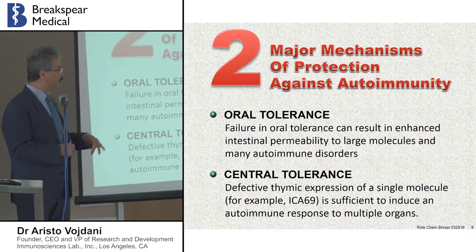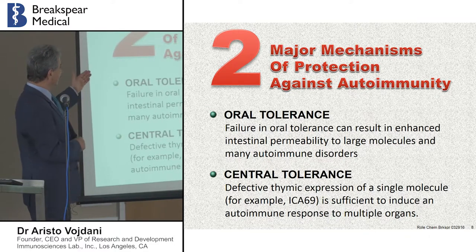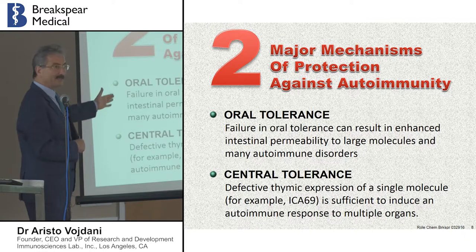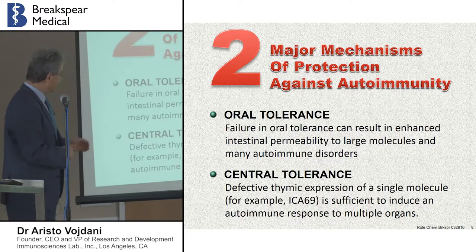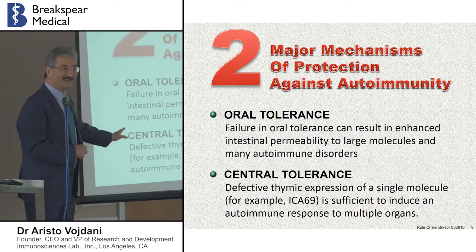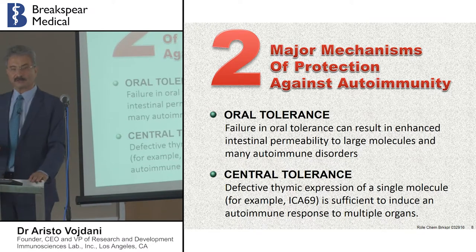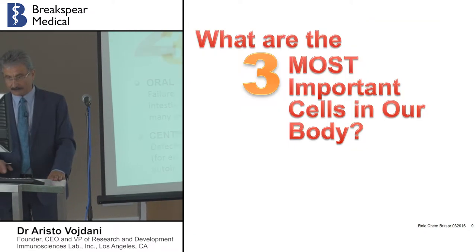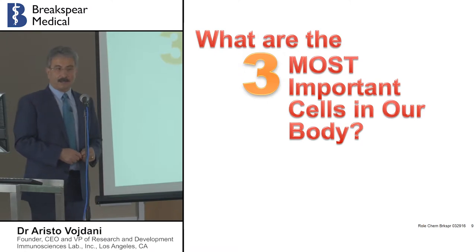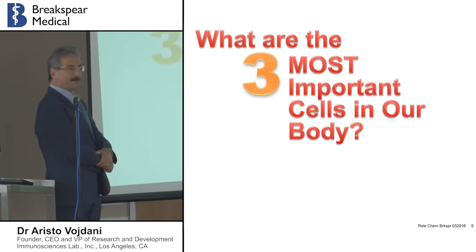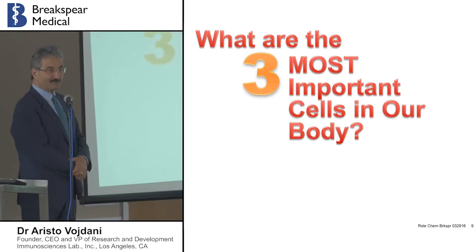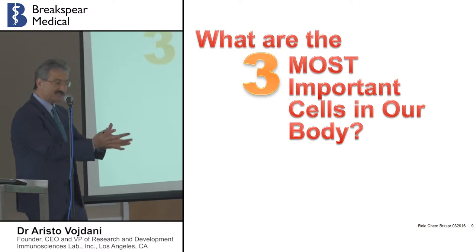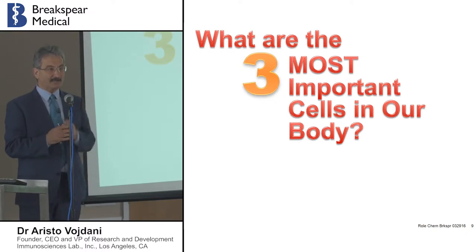And so, environmental triggers can cause abnormality at the level of oral tolerance, and can cause abnormality at the level of central tolerance. And there is a very important type of cell involved in this mechanism of induction of tolerance.